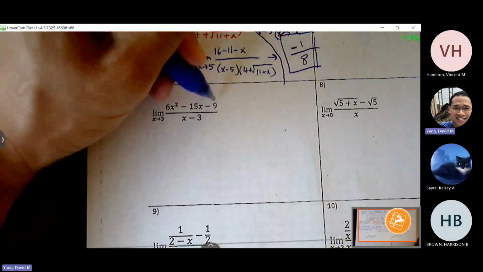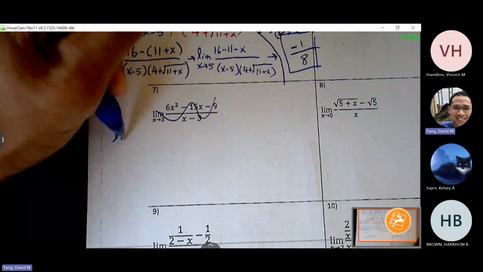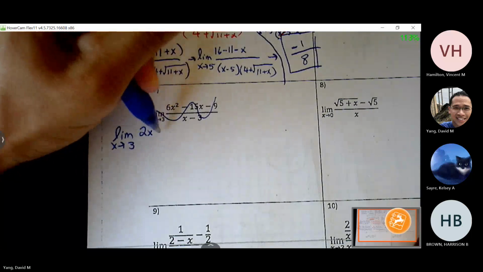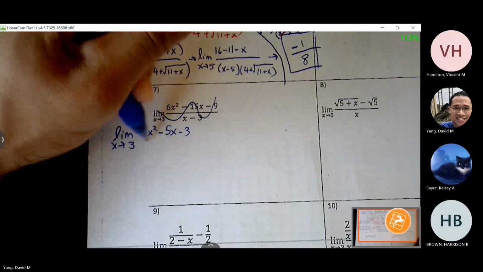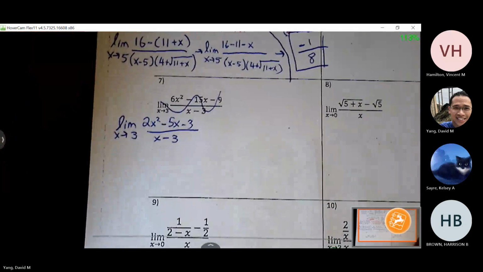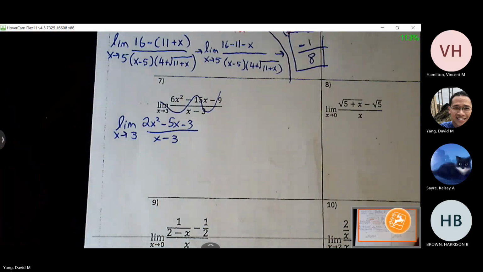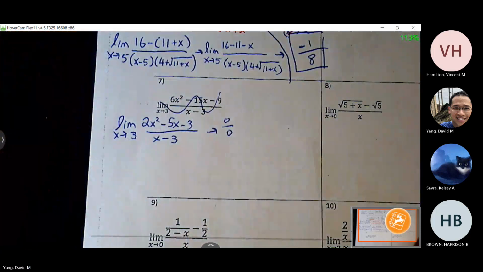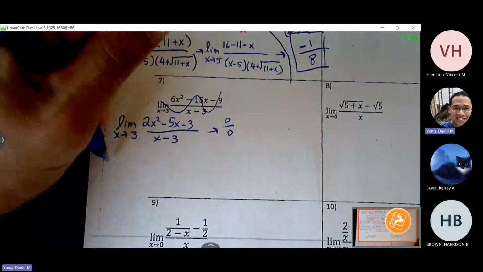Okay, number 7. Let me give you a kind of a simplified version of this. I'll give you one maybe as messy as that. Okay, so we do go through direct substitution. We get 2 times 9, 18. 18 minus 15 is 3. 3 minus 3 is 0. So there's a hole. So we can go through our trinomial factoring.